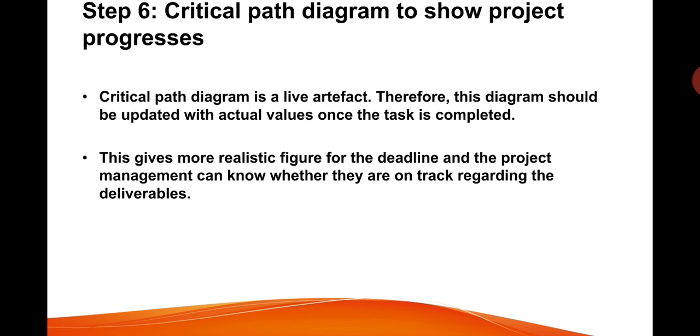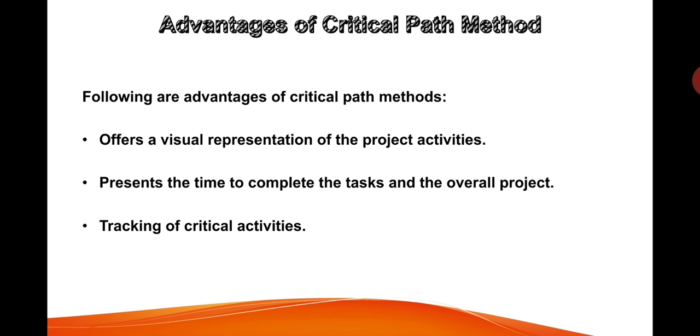Sixth step is the critical path diagram to show project progress. The critical path diagram is a live artifact, therefore this diagram should be updated with actual values once the task is completed. This gives a more realistic figure for the deadline and the project management can know whether they are on track regarding the deliverables. Advantages of critical path.